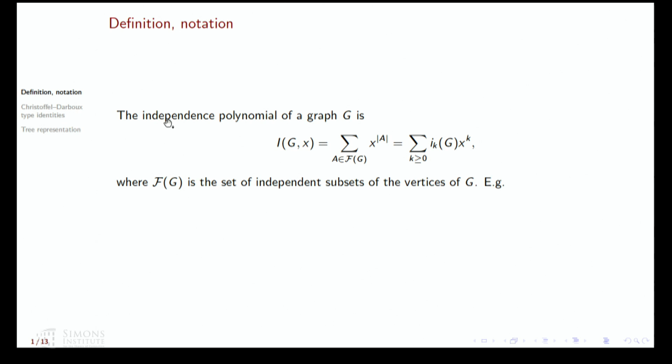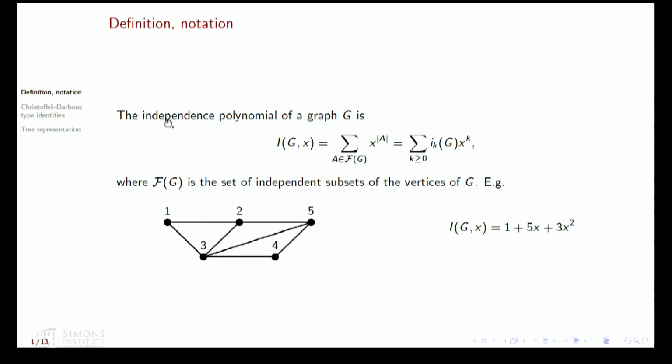I will denote by I_G(x) the sum over the family F of independent sets in the graph G. Just to be sure that we are speaking about the same partition function, if this is the graph, this is my polynomial. There is exactly one empty set which is independent. We have 5 one-vertex independent sets, and there are exactly 3 non-edges in this graph.